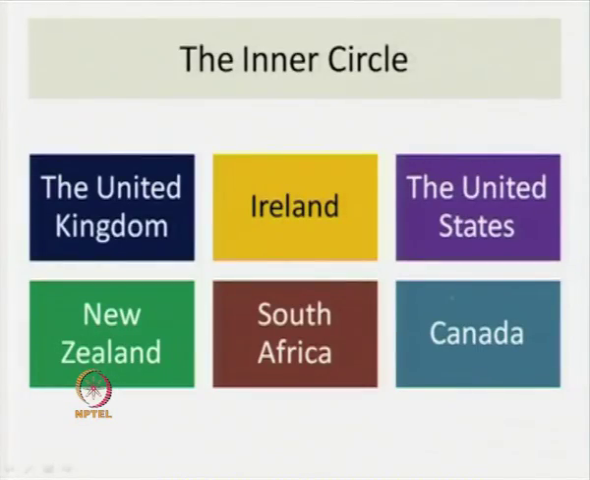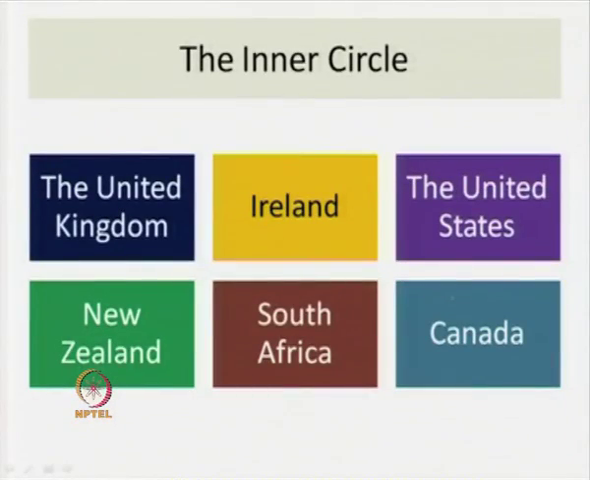Then we also saw an important formulation for which Professor Braj Kachru is well known today, the circles of English as far as its globalized spread is concerned. Professor Kachru, as we saw in the last lecture, talks about three circles, the first being the inner circle, comprising the United Kingdom, Ireland, the United States, New Zealand, South Africa and parts of Canada, where English is used in a native speaker sense.